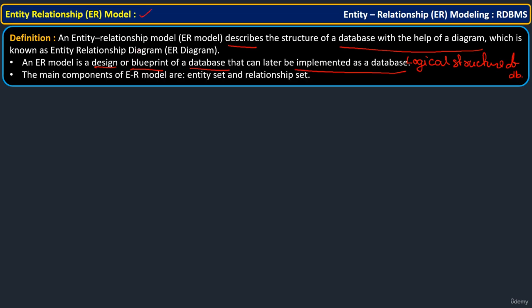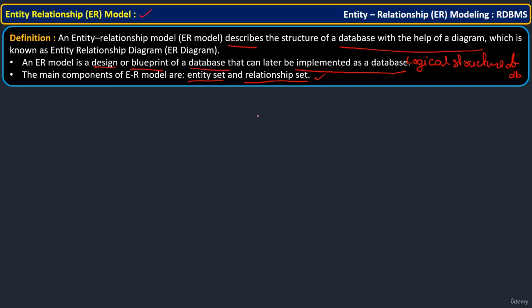Then the main components of the ER model are entity sets and relationship sets. As I told, entity is a different word, relationship is a different word. So we are going to have some set of entities, some set of relationships. We will get more clarity. This is just for namesake, I am giving the points here, but as we discuss more, we will understand this line, especially its meaning.